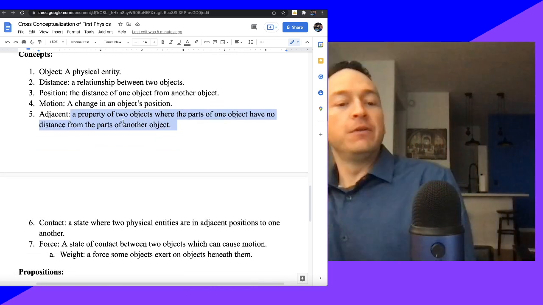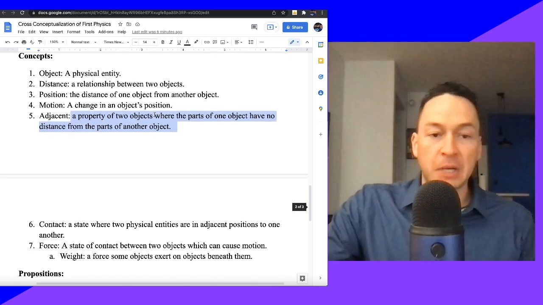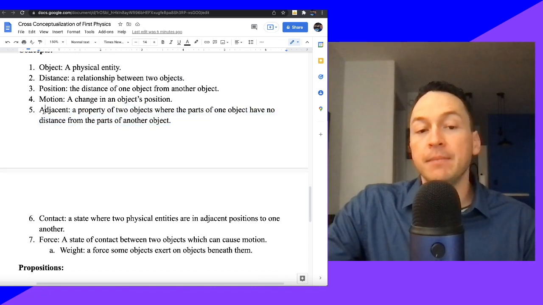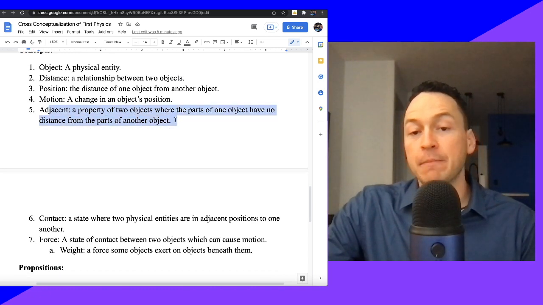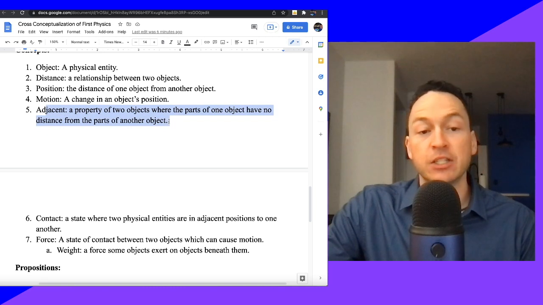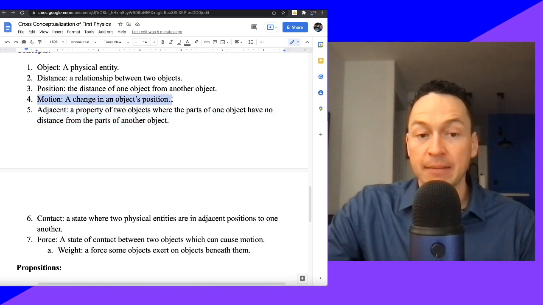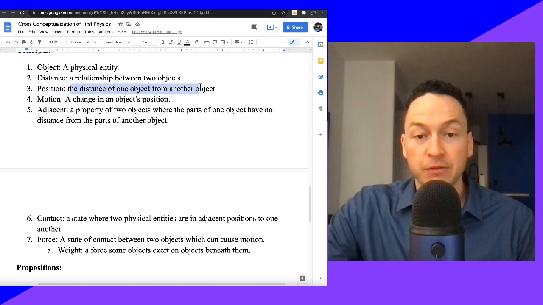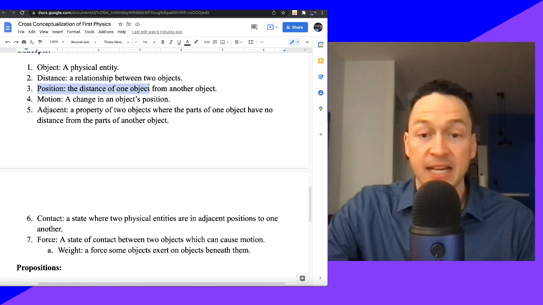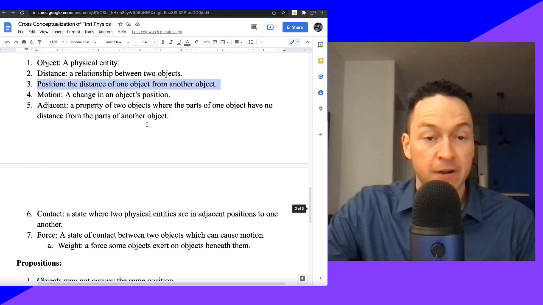Great. So we've gotten some real progress here. Adjacent, a property of two objects where the parts of some object have no distance from the parts of another. I think this is great. Motion is a change in an object's position. I think that's great. Position, distance of one object from another object. I think that's great. This is going to end up getting changed, by the way, but it's okay for now.